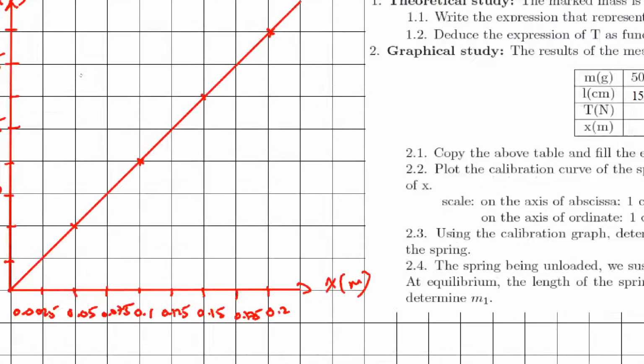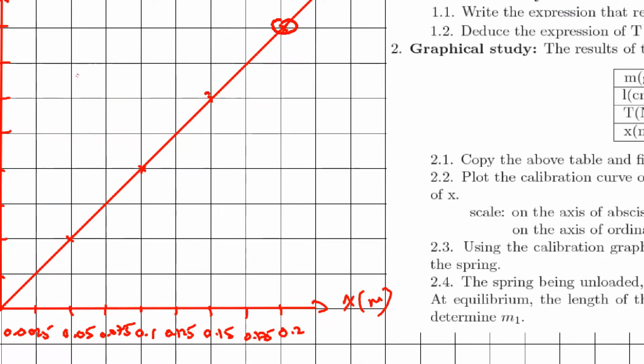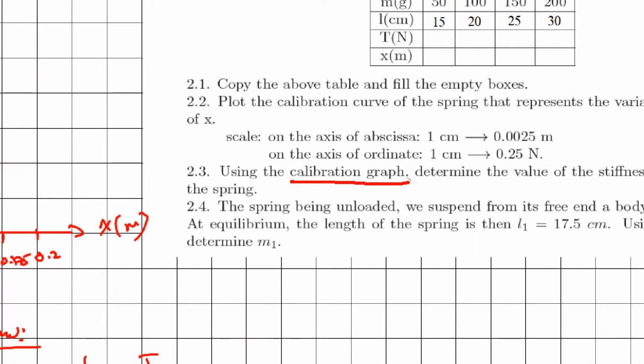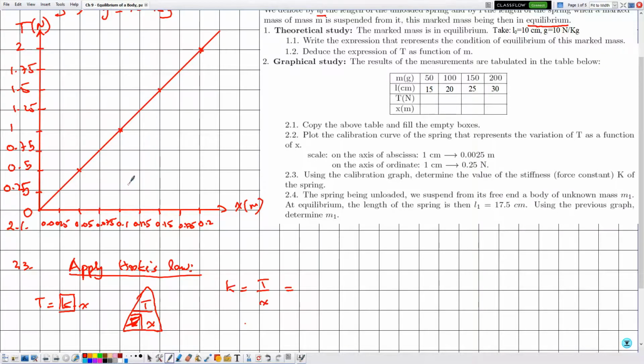So instead of choosing points that we have already plotted on the graph, and they are telling us using the calibration graph, it's better to choose a point which is not chosen previously. So let me choose this point. This is the point A, having the coordinates of 0.1 meters and 1 newtons.